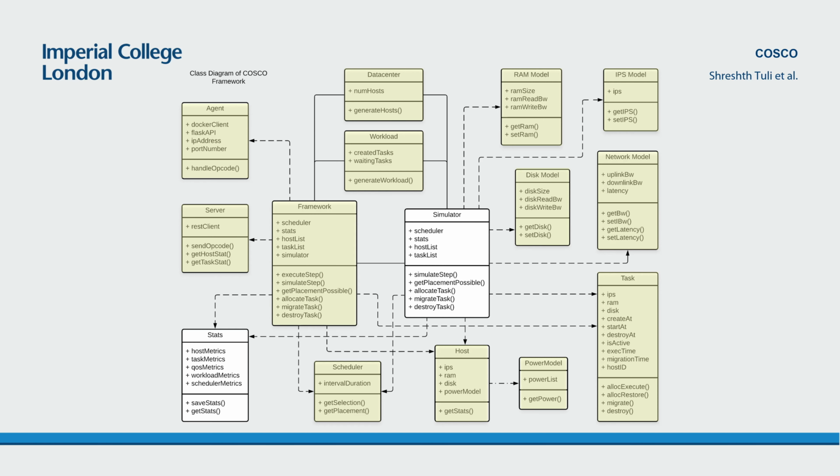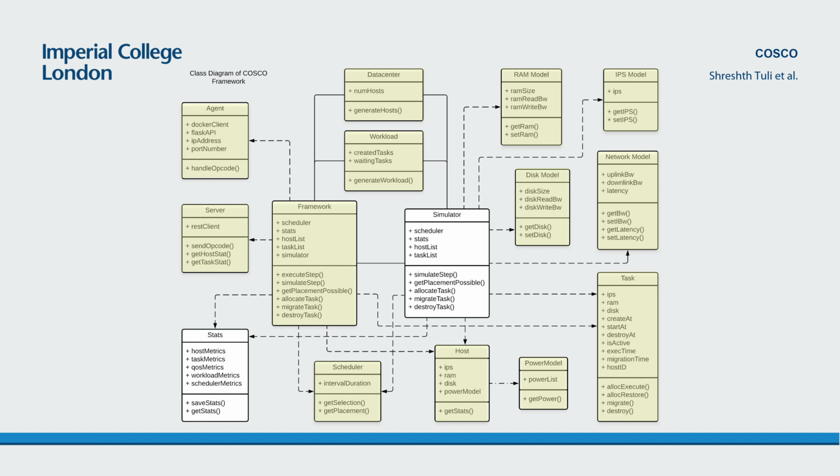Then we have the framework class that contains all the implementation of the physical container management, with also monitoring of the hosts and containers. It also determines if container placement is possible. It checkpoints, migrates, restores containers, and destroys completed containers.